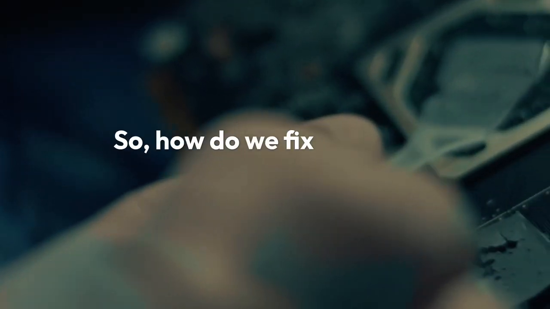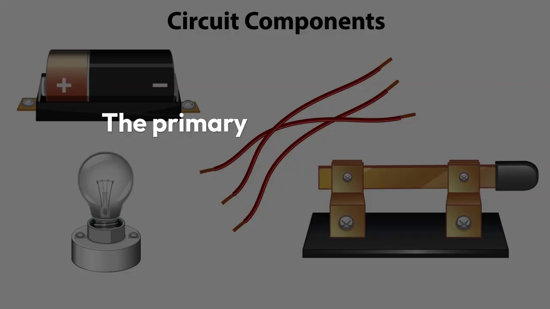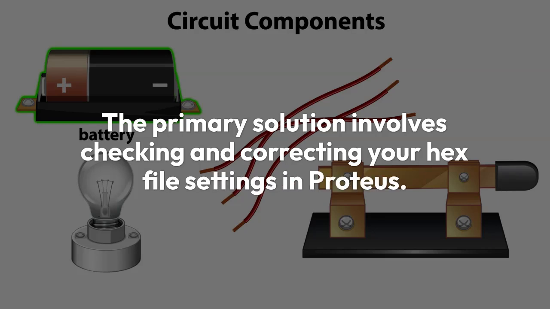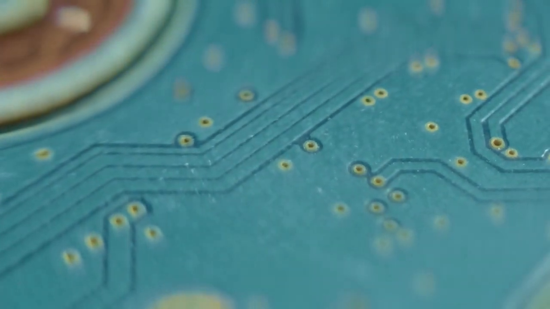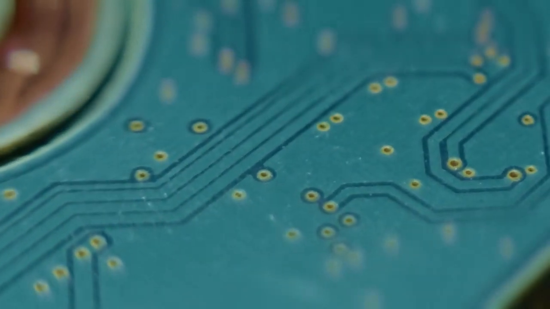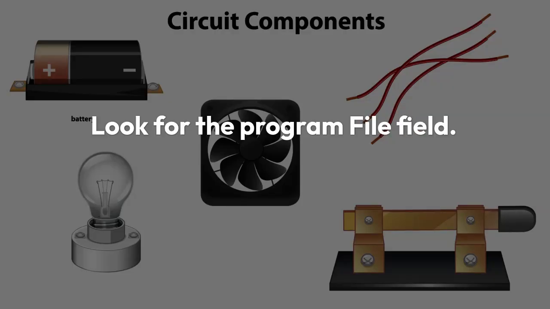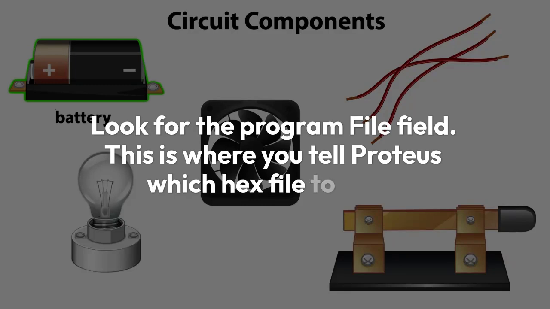So, how do we fix this pesky error? The primary solution involves checking and correcting your hex file settings in Proteus. Double-click on the microcontroller component in your Proteus schematic. A Properties window will open. Look for the Program File field. This is where you tell Proteus which hex file to load.